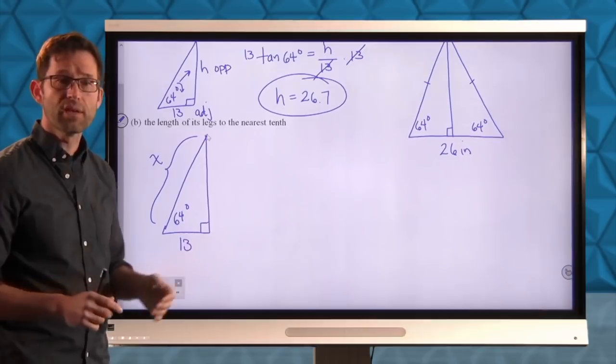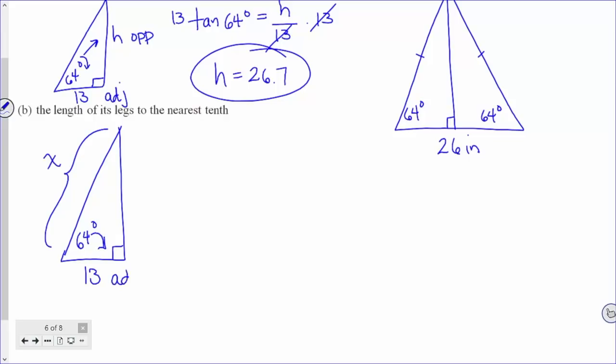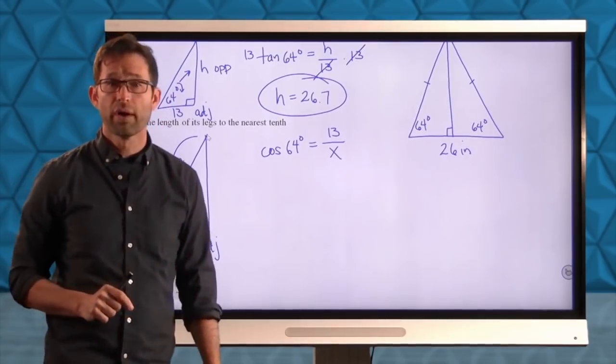Well, hopefully you said cosine. And after a little while, these should start to get easier for you. The 13 is adjacent. The x is obviously the hypotenuse. So we can now say that the cosine of 64 degrees is equal to the side adjacent, 13, divided by the hypotenuse, which is actually what we're trying to find.